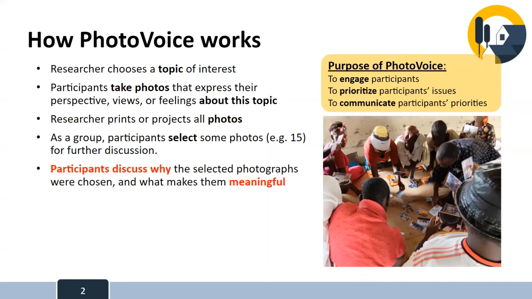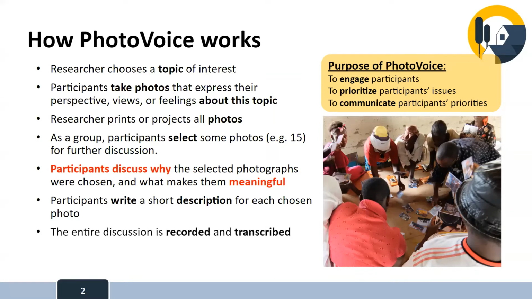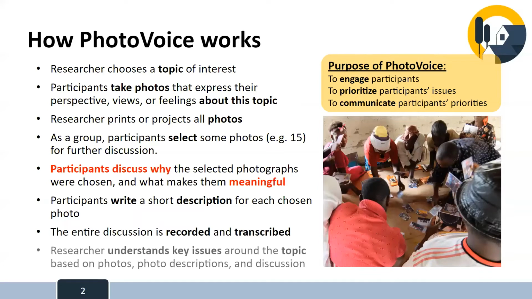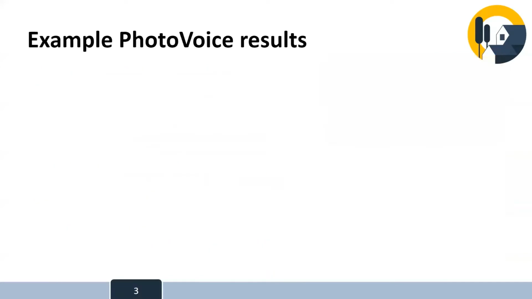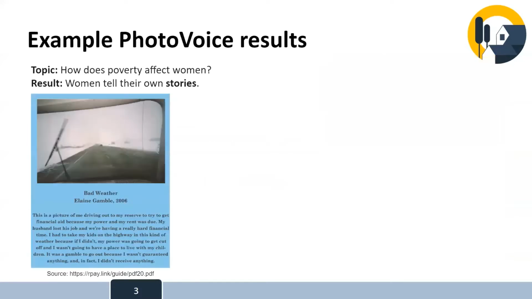So this is part of the analysis process where the participants are actually helping us to filter through some of the results. The participants will write a short description of each of the chosen photos, and the entire discussion is recorded and transcribed, so further analysis can be done on the recording. The researcher uses this to understand key issues on the topic. They use the photos, the photo descriptions, and the transcription of the discussion. So let's show two examples of Photo Voice.